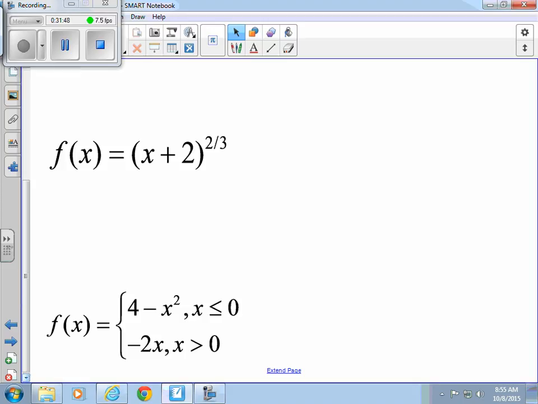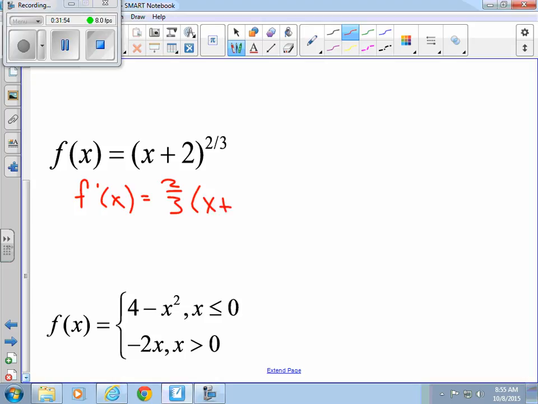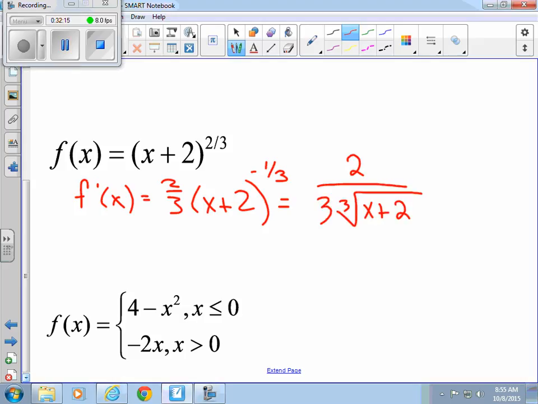Okay. So this derivative is 2/3 times (x plus 2) to the negative 1/3. Do we agree? Now normally I'm okay with you leaving it that way, but if I want to know if the derivative is 0 or undefined, it would really help me to rewrite that. So I'm going to rewrite this as 2 over 3 times the cube root of x plus 2. Is everyone okay with how I did that?